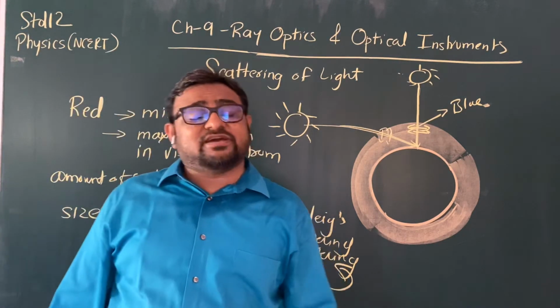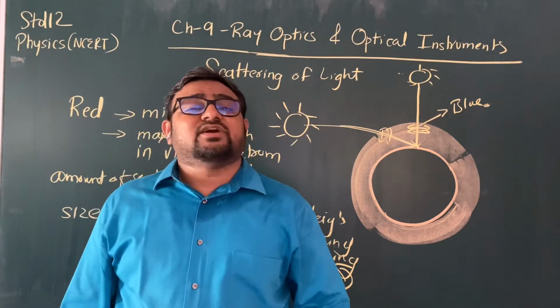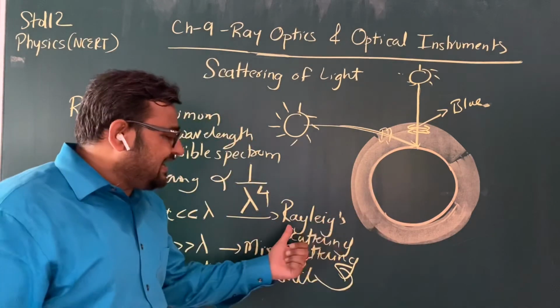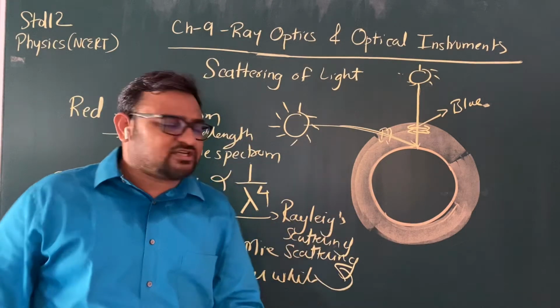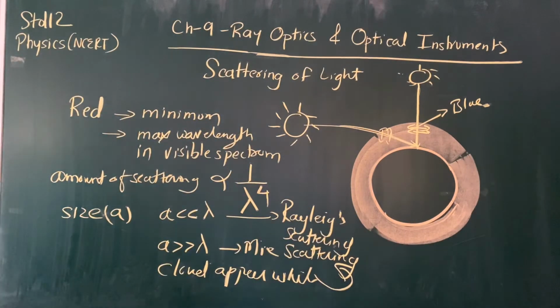Why does the sky appear blue? That is due to Rayleigh scattering. Clear? So just note down this topic.